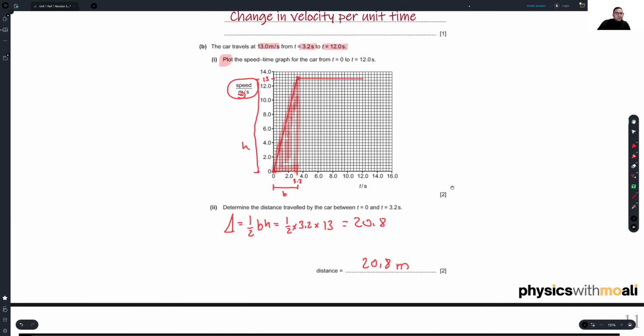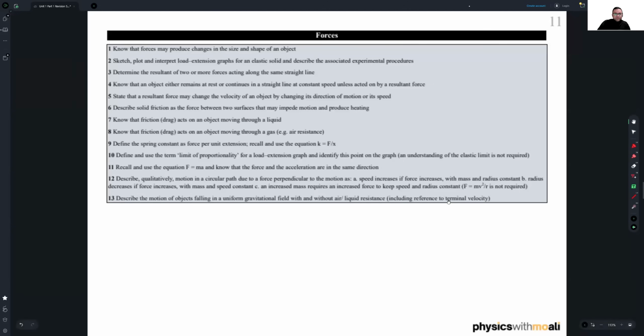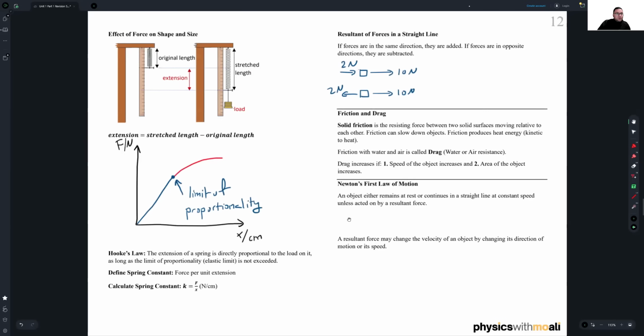So that's a nice speed time graph question with acceleration and area under the graph. Another big checklist. Forces is a very important chapter. Extremely important. So let's go ahead and revise.